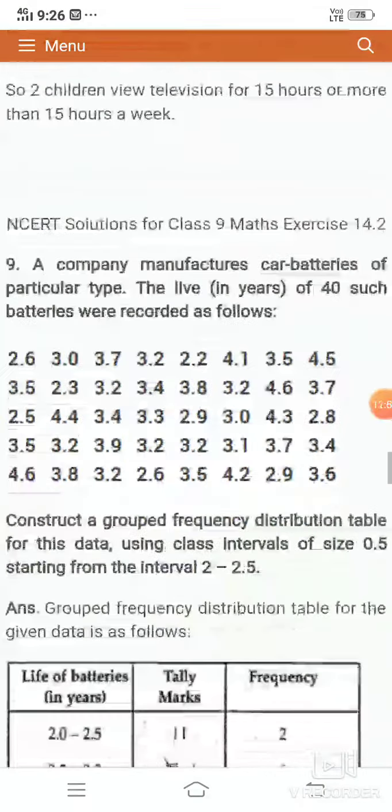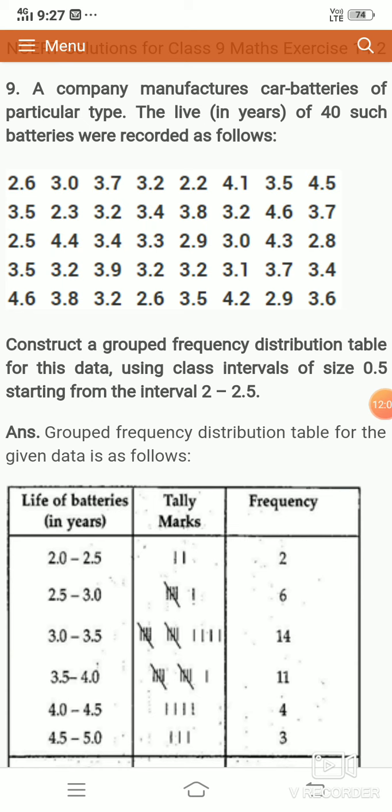A company manufactures car batteries of a particular type. The life of 40 such batteries was recorded as follows, in years, such as 2.63. 40 such batteries are given. Construct a grouped frequency distribution table for this data using a class interval of size 0.5, starting from the interval 2 to 2.5. So the starting interval is given, with size 0.5, 2 to 2.5. The next one, 2.5 plus 0.5, is 3. So 2 to 2.5, 2.5 to 3, 3 to 3.5, up to what?